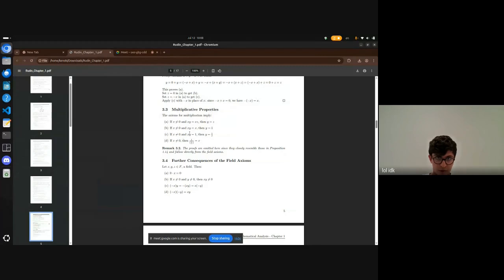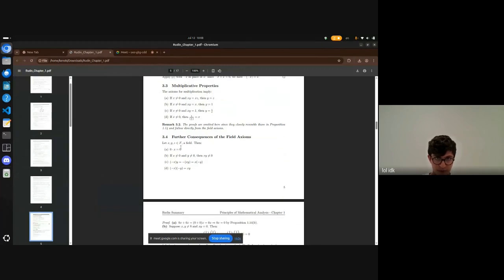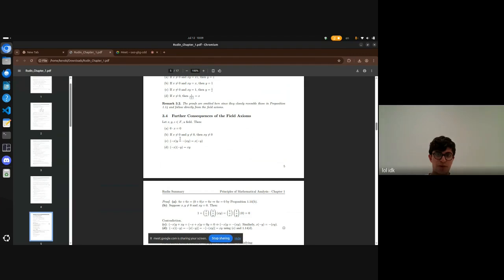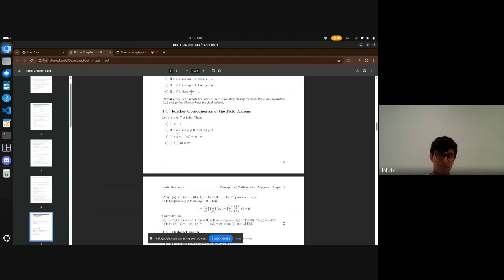So we're talking about these over here. Now, the proofs are omitted here because they closely resemble those in proposition 1.14. Further consequences of the field axioms: 0 times x equals 0. If x is not 0 and y is not 0, then xy is not 0. Negative x times y equals negative xy equals x times negative y, and negative x times negative y equals xy.